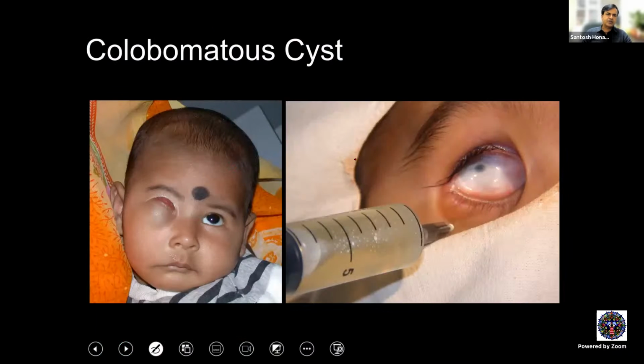Okay, so the first thing that you do is aspirate the cyst and see if there is any visual prognosis at all. If there is visual prognosis, then excision of the cyst is warranted if it's not communicating with the eye, or sclerotherapy if it is not communicating with the eye, so that you can give the child the best of visual prognosis. Otherwise, you can attempt cosmesis.